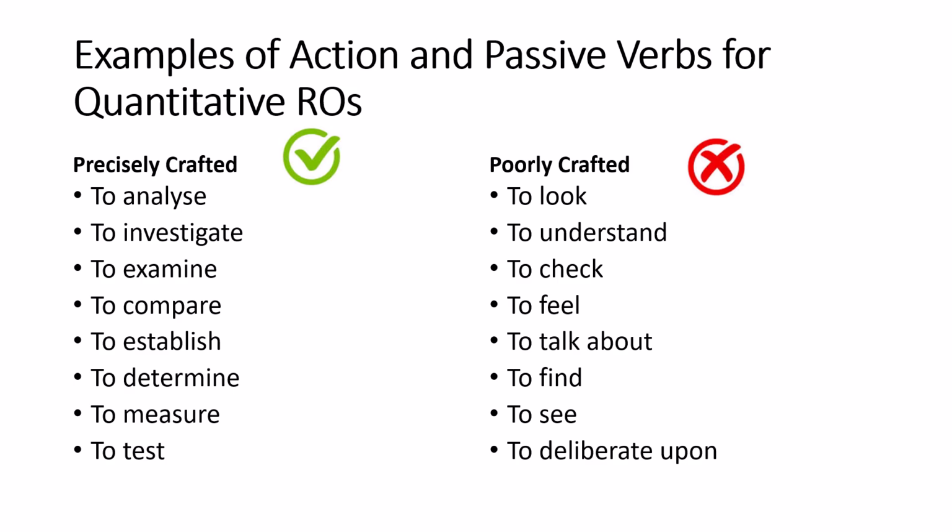You cannot achieve quality research through this. You cannot even check. How do you measure check? It's so vague, it's so passive, and it's so weak. These are weak verbs. But when you talk about analysis, you talk about to investigate, to examine, to compare, to determine, to measure, to test. This carries numerical values that can now be turned into statistical analysis.